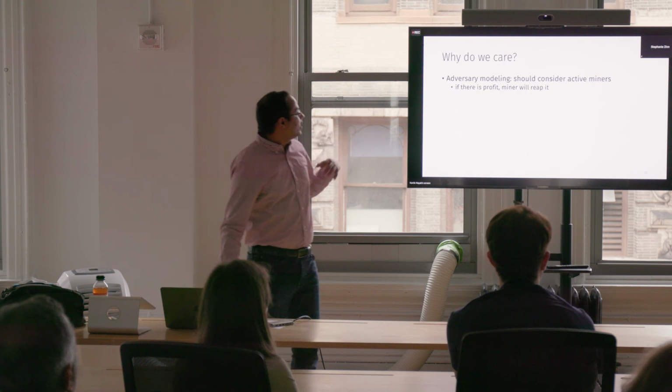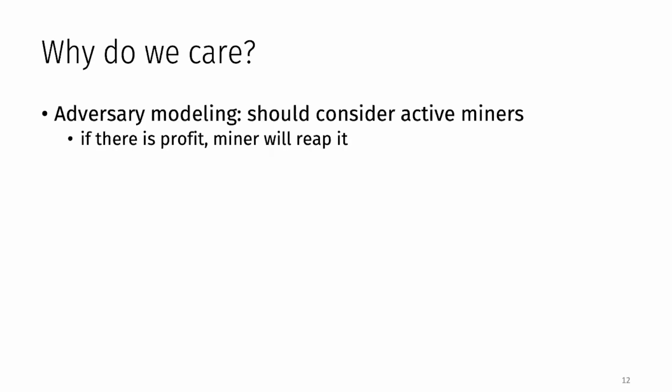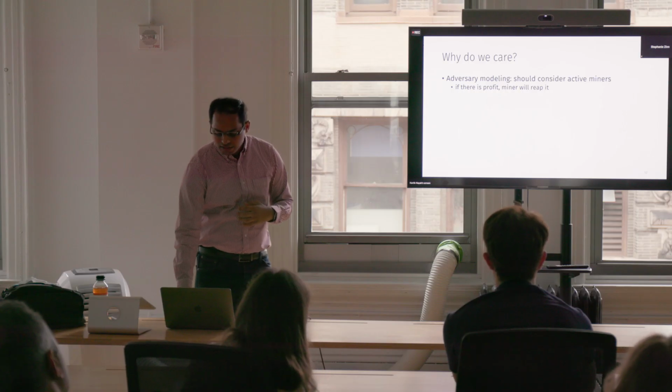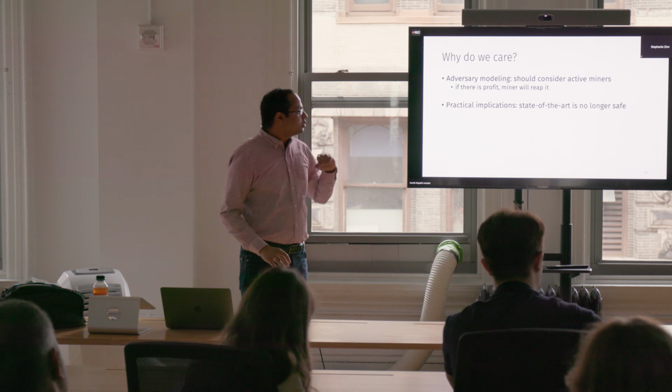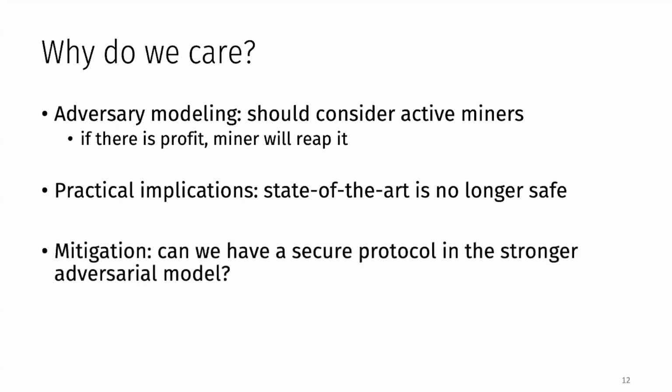So the question is, why do we care about this modeling? In general, you would want to consider such active miners because if there is profit available to be taken, at some point, miners will take it. The rise of Flashbots and so on is an example of this. What our attacks show is that the state of the art is no longer safe if these attacks can be pulled off. And finally, there's this interesting question of whether we can have a secure protocol in the stronger adversarial model.